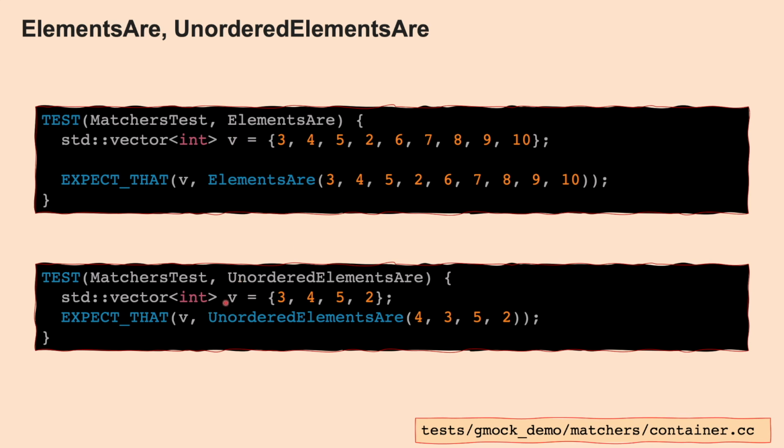So here we have a vector V whose elements are 3, 4, 5, and 2. Now here I'm saying expect that V, its elements are 4, 3, 5, and 2, ignoring the order.